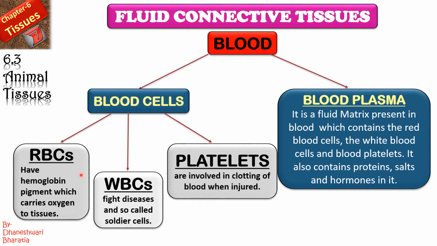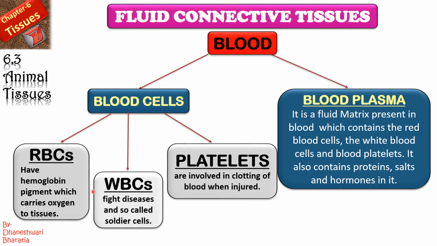What are RBCs? They are red blood cells. And why do they have red color? Because of the red pigment called hemoglobin. And what is the function of RBCs? They carry oxygen to tissues. Why do they carry oxygen to tissues? Because this red pigment hemoglobin can absorb the maximum quantity of oxygen.